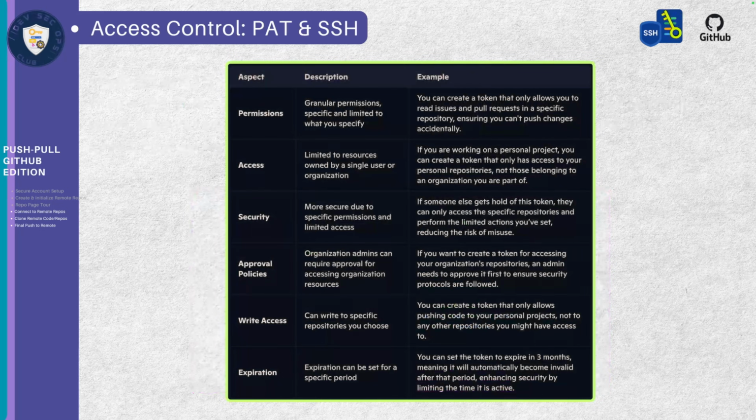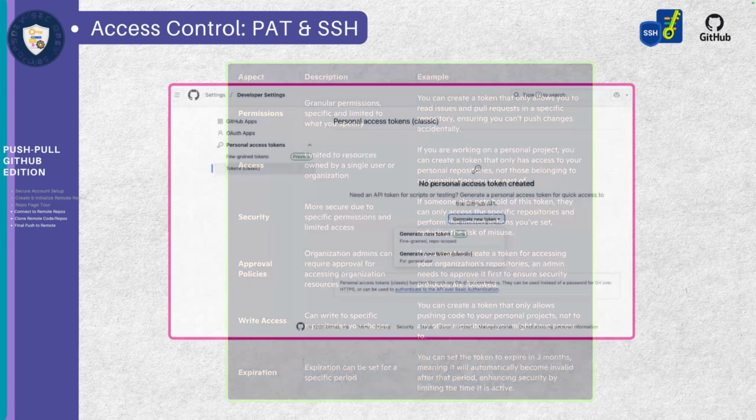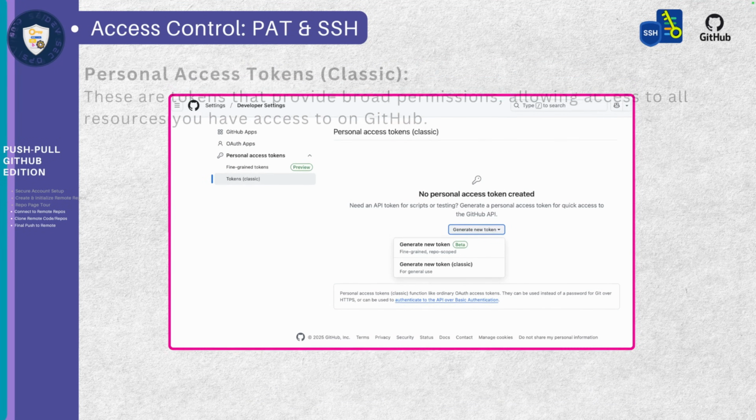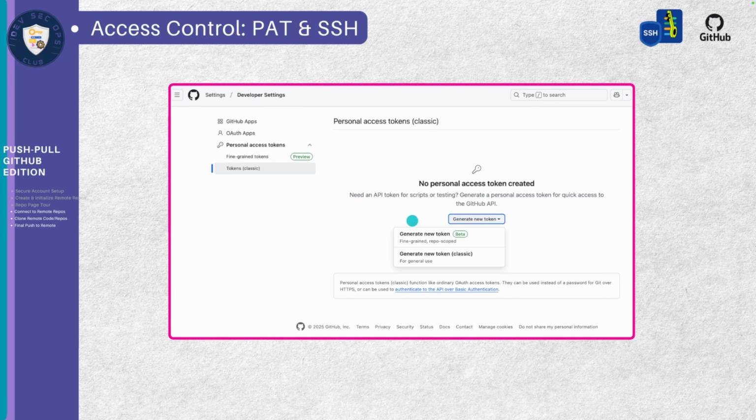Here I have put a summary. These are the options, and these are examples of when you have to use what. Read about this. Similarly, we also have this one, the classic token. When you click on this, you get again two kinds of options: generate new token, right?